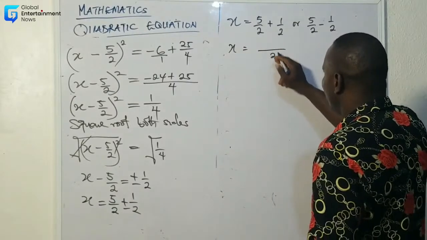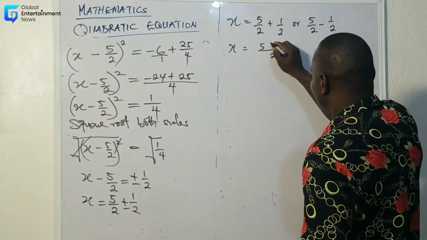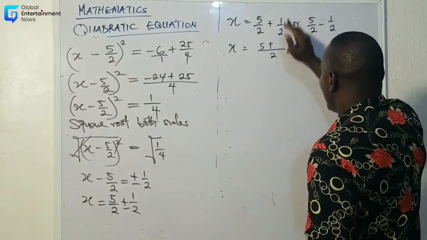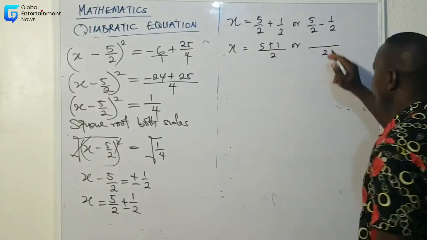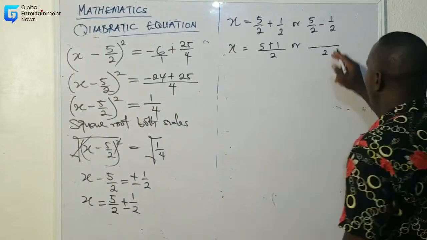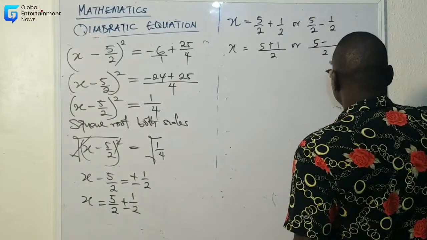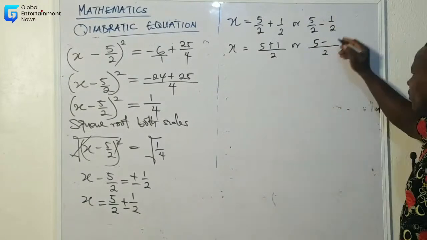2 into 2 is 1. 1 times 5, that is 5. Plus 2 into 2 is what? 1. 1 times 1, 1. Or the LCM is 2. 2 into 2 is what? 1. 1 times 5 is 5. Minus 2 into 2 is 1. 1 times 1 is 1.